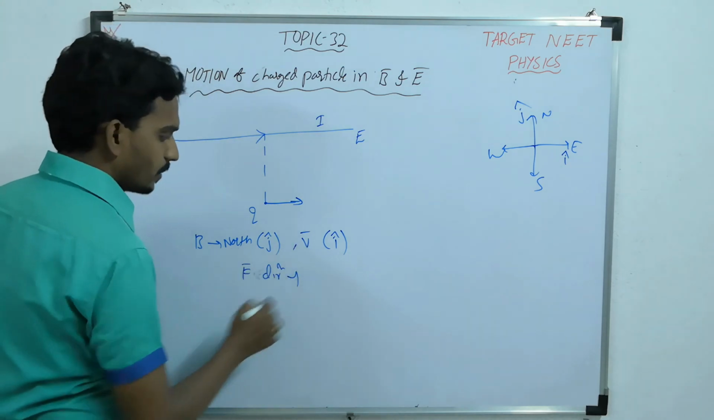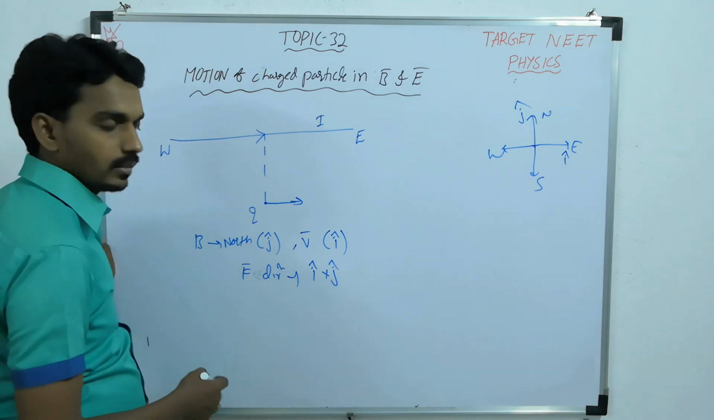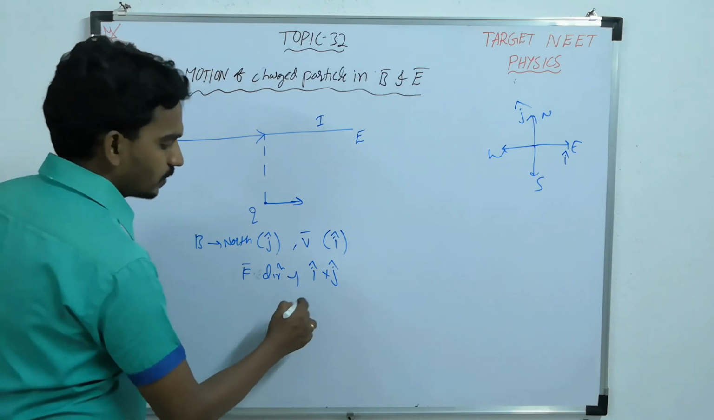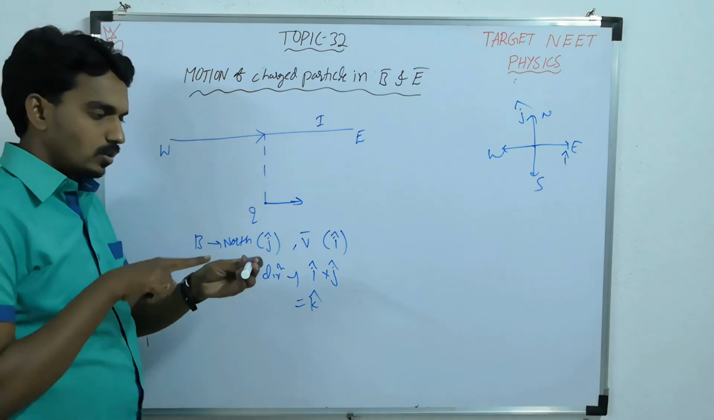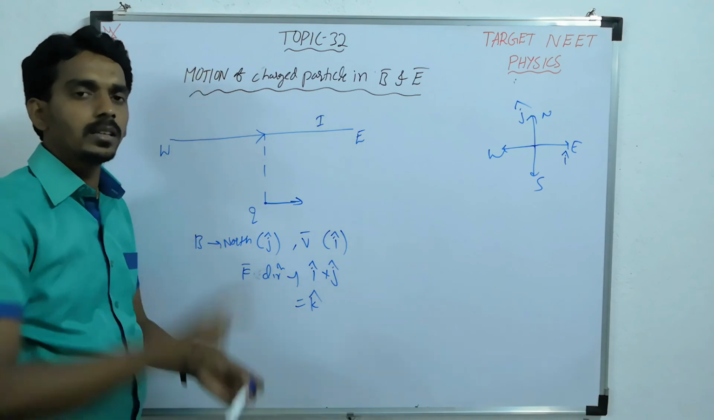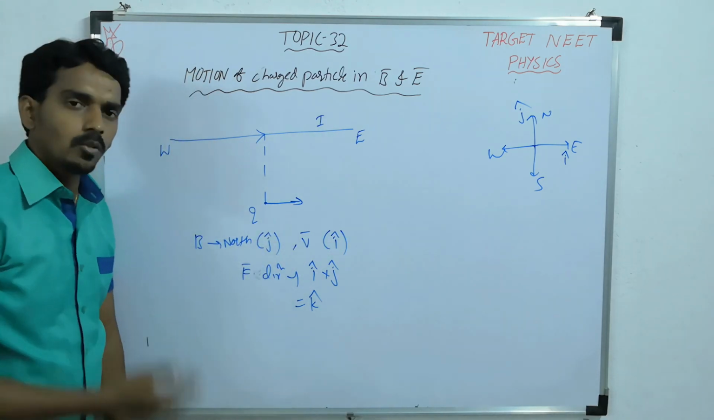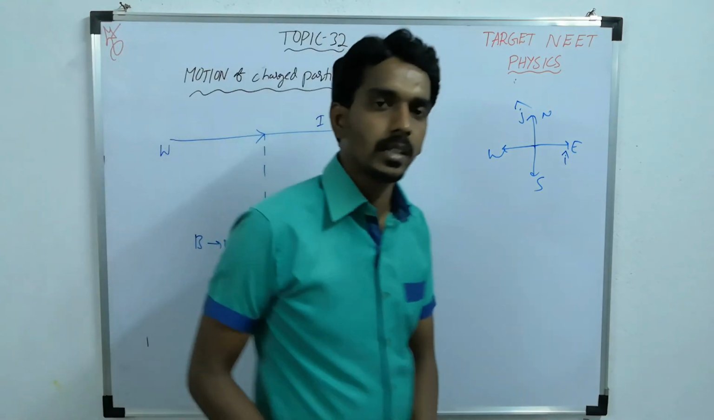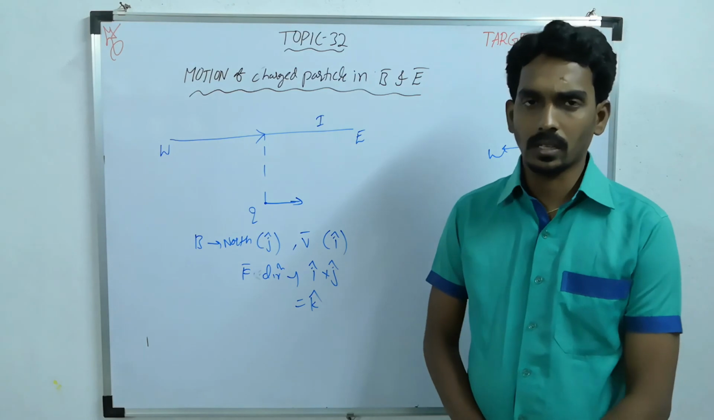V bar cross B bar, I cross J initially. So what will I cross J become? K cap. K cap means what? Z direction. So X, Y, Z. In which direction will it act? Upward. So this is how sometimes the questions will be asked based on the direction also. Direction they can ask or magnitude they can ask.